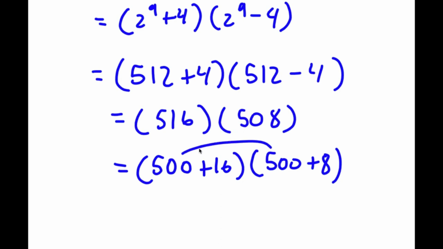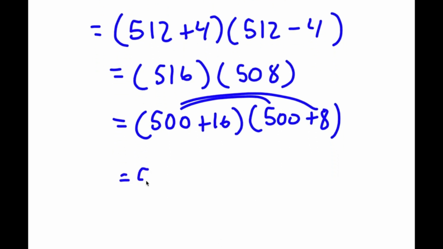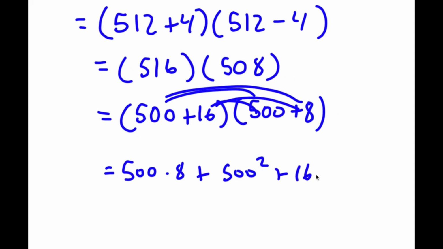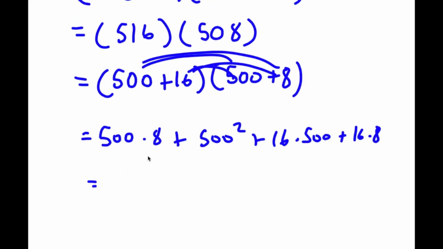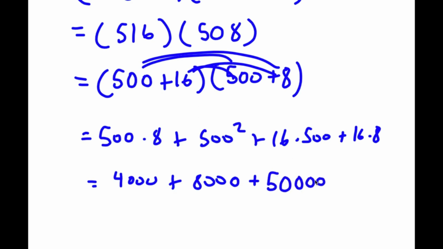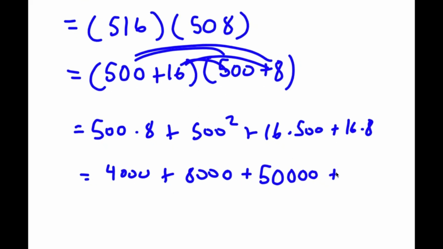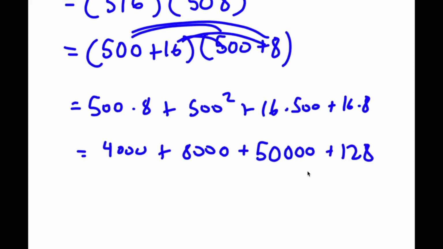So now all I have to do is simply distribute 500 first. So I get 500 times 8 plus 500 squared. Now I'm going to distribute the 16, so I get 16 times 500 plus 16 times 8. Now let's go ahead and simplify this. 500 times 8, that's 4,000. 16 times 500 is 8,000. Now 500 squared, and that's going to be 250,000. And 16 times 8, that's simply equal to 128.